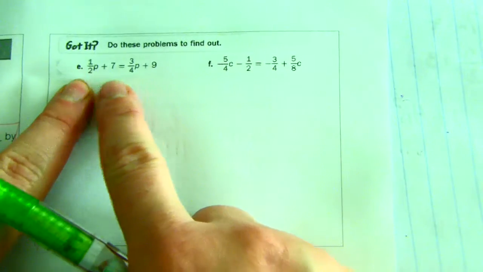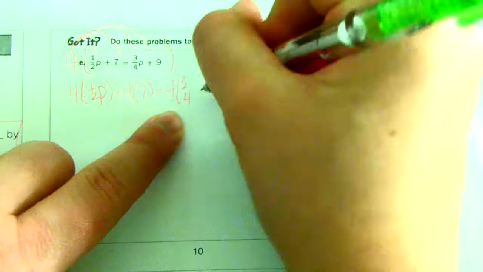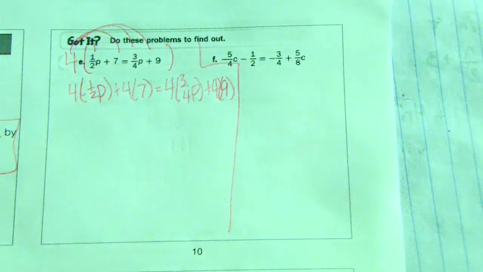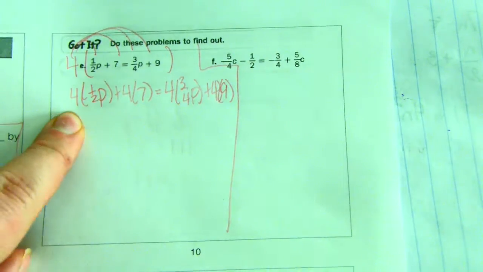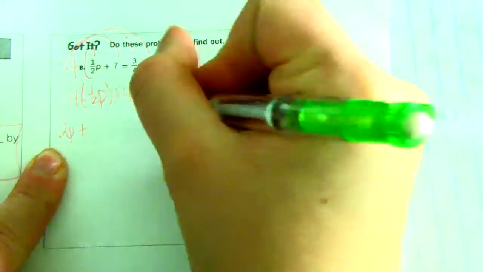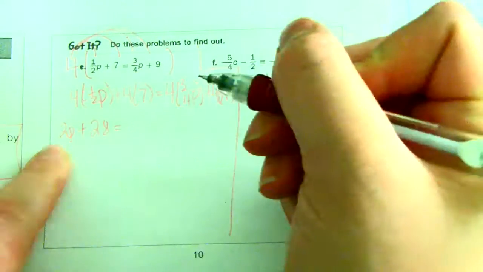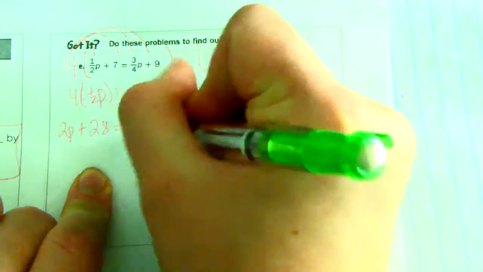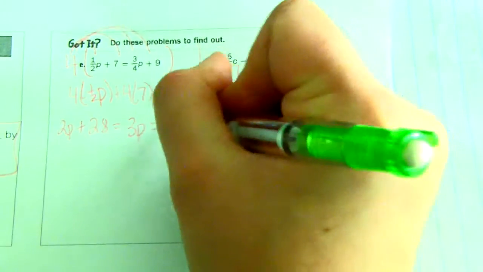So the common denominator here, I've got a 2 and a 4. The common denominator would be 4. So I'm going to multiply everything by 4, each one of the terms inside the parentheses. So I'm going to take 4 times 1/2 p plus 4 times 7, equal sign, 4 times 3/4 p plus 4 times 9. So I'm just making this equation 4 times bigger. So half of 4 is 2p plus 4 times 7 is 28, equal sign, 3/4 of 4, so I can cross out my 4's, and I would get 3p equals 4 times 9 is 36.